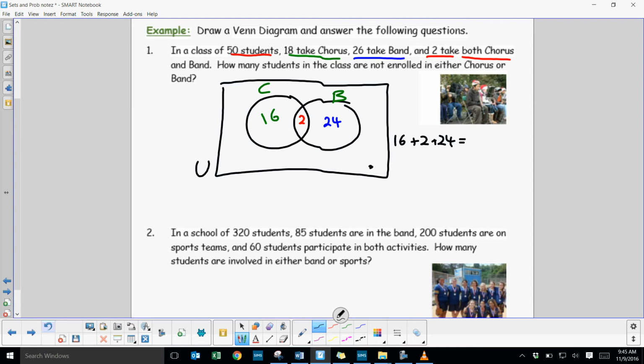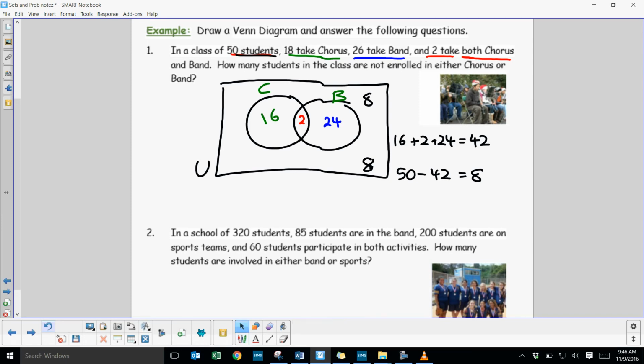Try to think. 16 plus 2 is 18. 18 plus 20, this is how you can do it in your head quickly, is 34. And 34 plus 4 is 42. So the number who study neither will be the total number of students, which is 50, minus 42 equals 8. So this number out here is 8. You could put it here or here, it doesn't matter, so long as it's on the outside somewhere.